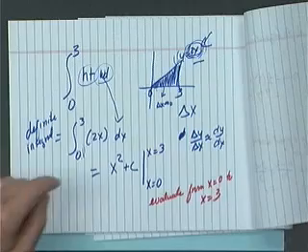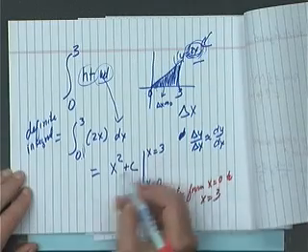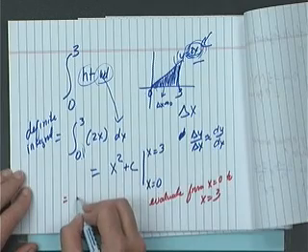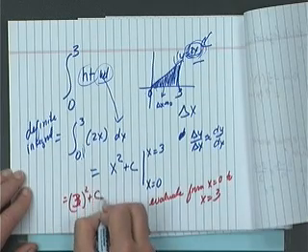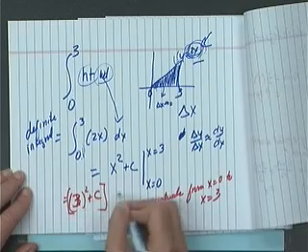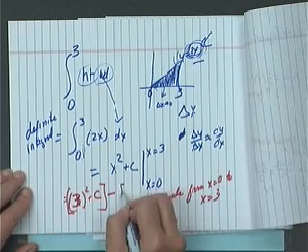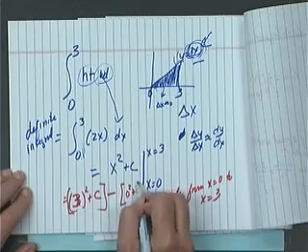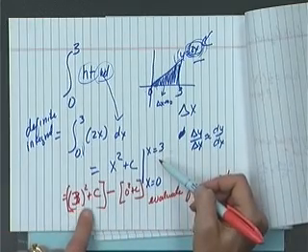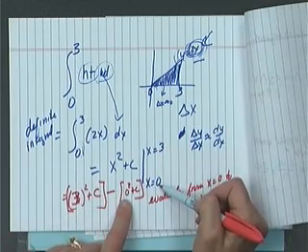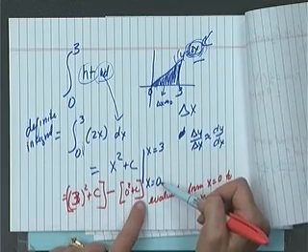What's the distance from 0 to 3? You go 3, take away 0, right? So evaluate from 0 to 3 says we're going to start with the 3, and we're just going to substitute it in. So we have 3 squared plus c, minus 0 squared plus c. So we put in the top number, 3 squared plus c, minus the bottom number, 0 squared plus c.